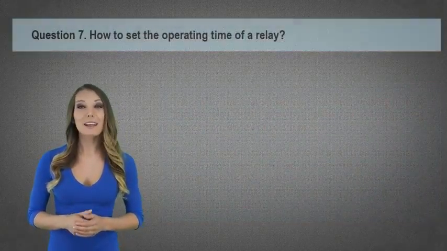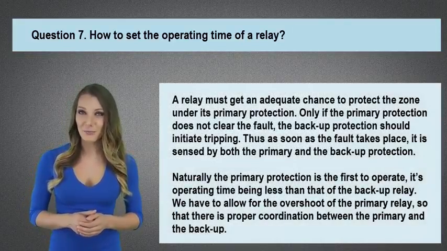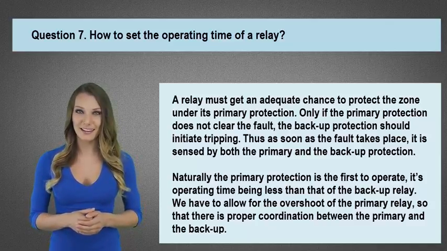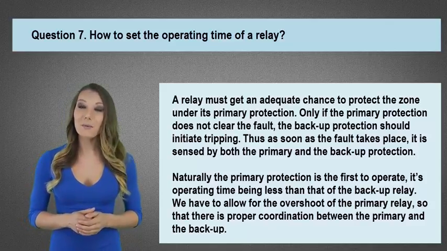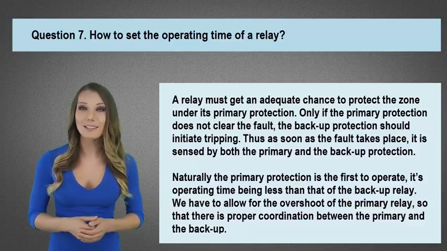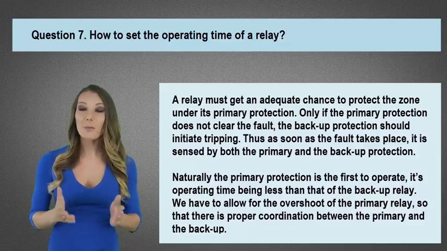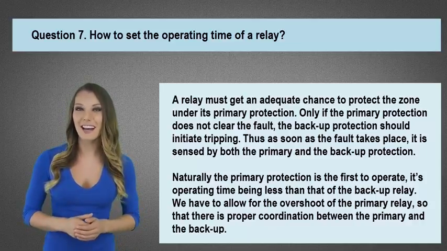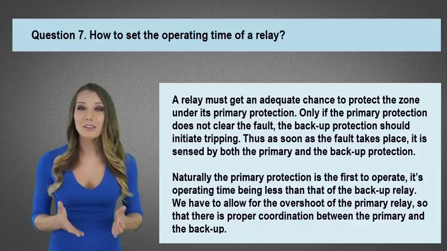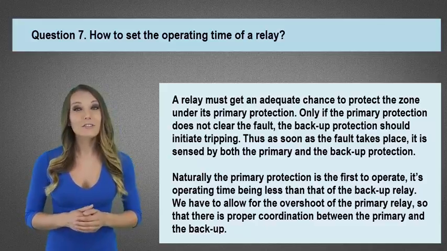Question 7. How to set the operating time of a relay? A relay must get an adequate chance to protect the zone under its primary protection. Only if the primary protection does not clear the fault, the backup protection should initiate tripping. Thus, as soon as the fault takes place, it is sensed by both the primary and the backup protection. Naturally, the primary protection is the first to operate, its operating time being less than that of the backup relay. We have to allow for the overshoot of the primary relay, so that there is proper coordination between the primary and the backup.